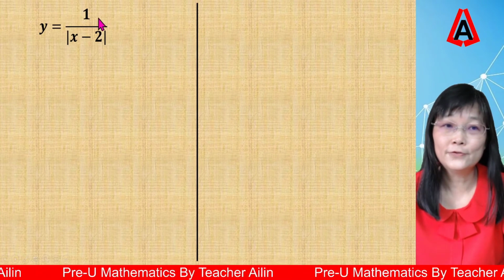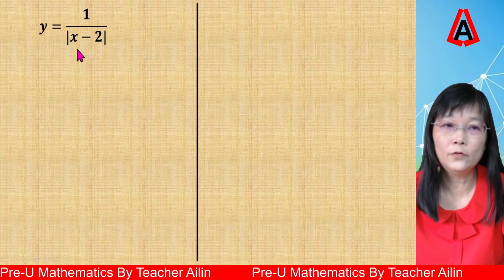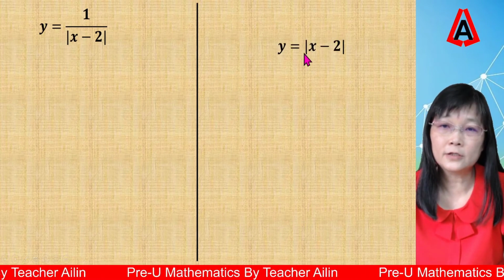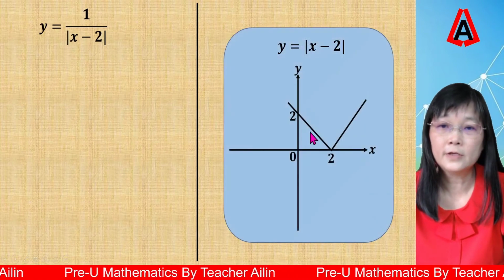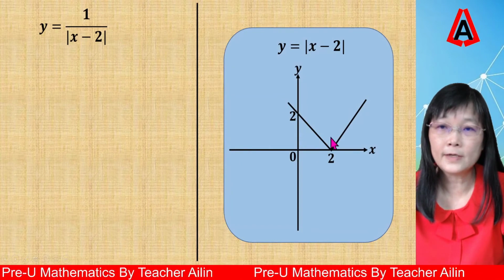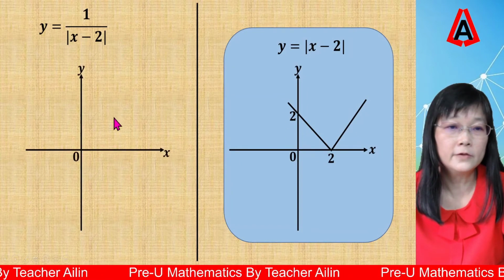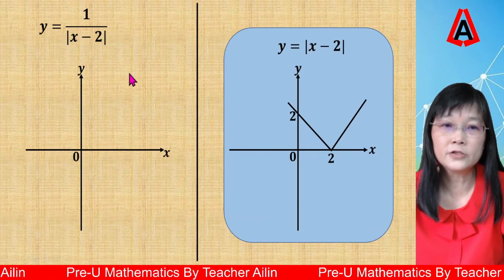Now we are going to sketch the graph of 1 over modulus x minus 2. First I'm going to sketch the graph of modulus x minus 2. The graph of modulus x minus 2 is this one. Now based on this graph, I'm going to convert to the reciprocal function.